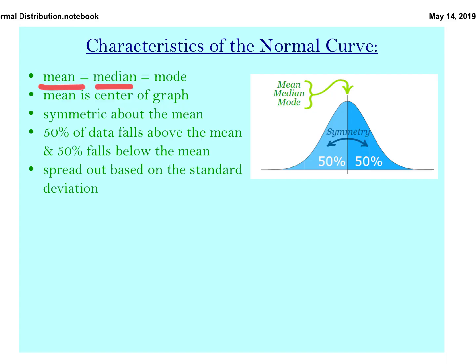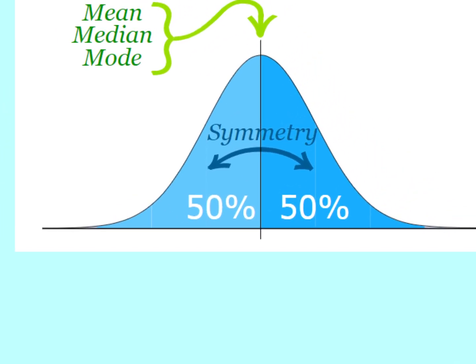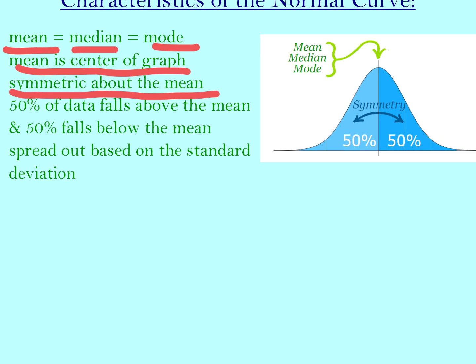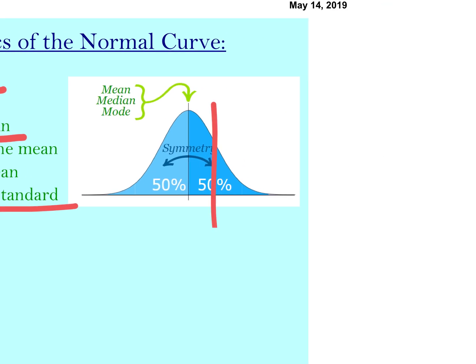The mean equals the median equals the mode. Whoa. Does that happen very often? Actually, it does. If you get enough data, the mean and the median and the mode are all the same on a truly normal curve. The mean will be right in the center of the graph. It'll be symmetric, meaning there's symmetry here, right? 50% will be above it, 50% below it, and it's spread out based on the standard deviation. Again, one standard deviation out contains about 68% of the data, etc.